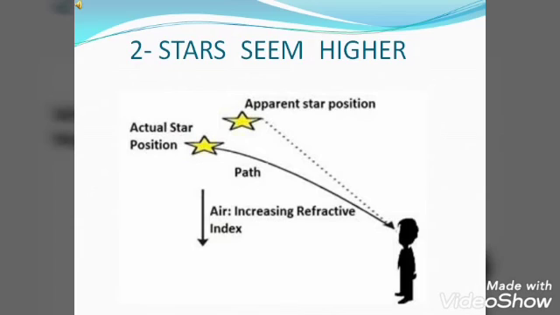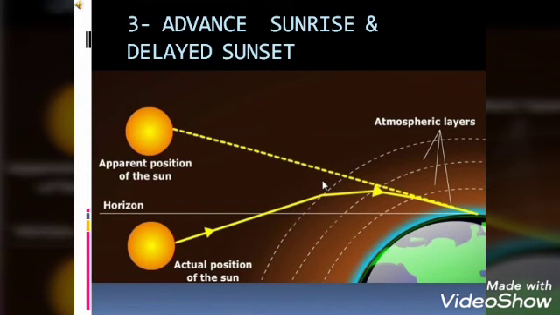Now let's move to the third one: advanced sunrise and delayed sunset. Why is it so? When the sun is slightly below the horizon, the sun's light coming from less dense air to more dense air is refracted downwards. Because of this atmospheric refraction, the sun appears to be raised above the horizon when actually it is slightly below the horizon. There is another fact also: due to atmospheric refraction, we can still see the sun for about 2 minutes even after the sun has set below the horizon.